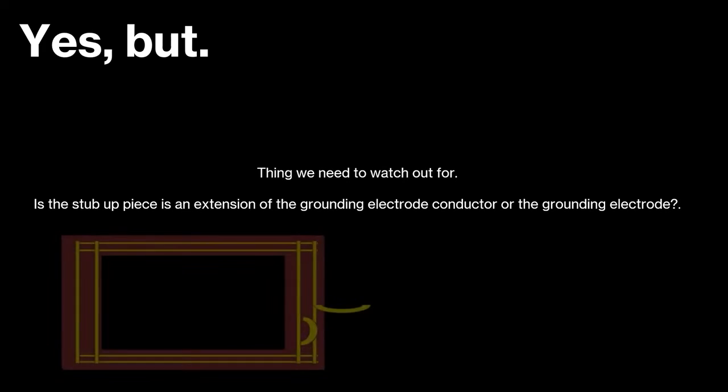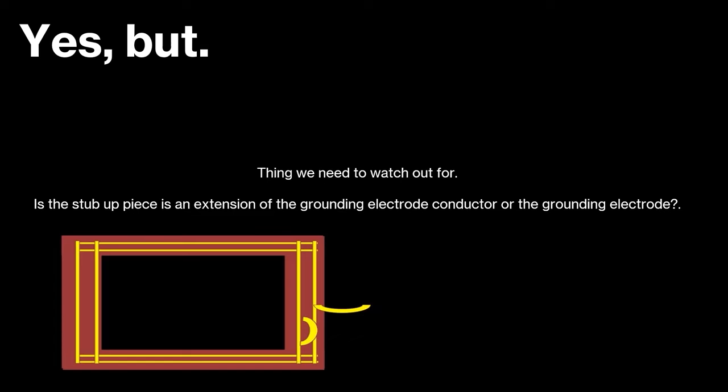All right, things that we need to watch out for. Is this stub up, the stub up of the rebar, an extension of the grounding electrode conductor, or of the grounding electrode? I have heard both sides, and depending on how you answer that question is going to depend on whether or not your electrical inspector allows you to do it. So what we're talking about here is these two pieces right here. Let me get my pointer out. This piece and this piece. Are these technically an extension of the grounding electrode itself?